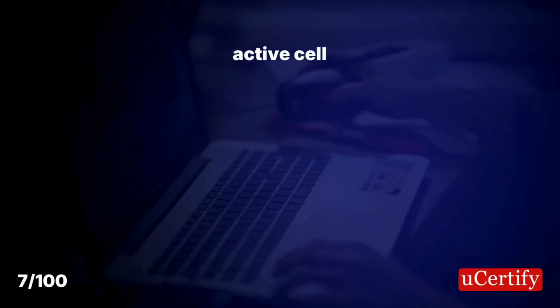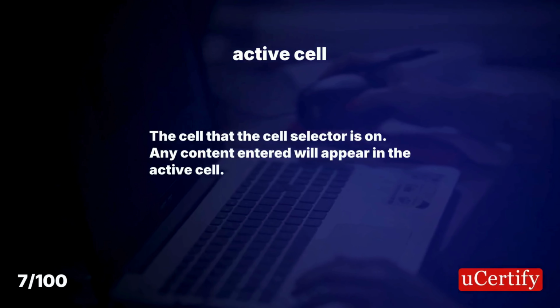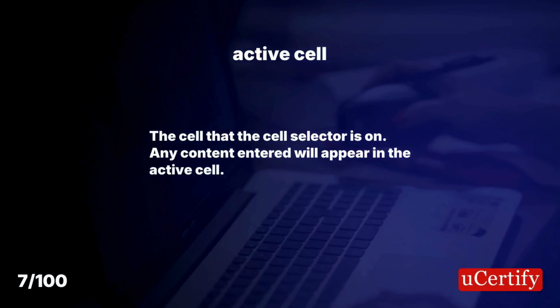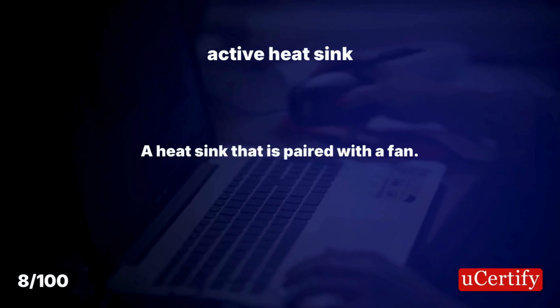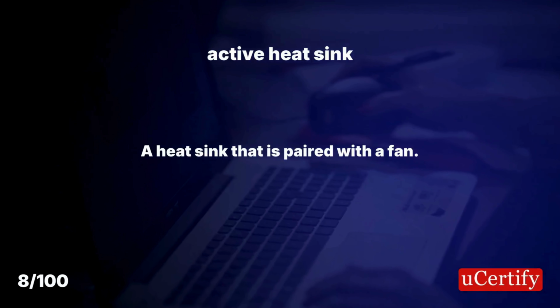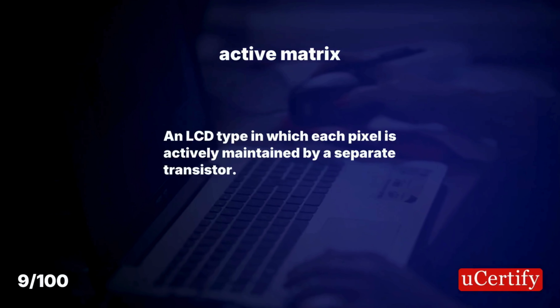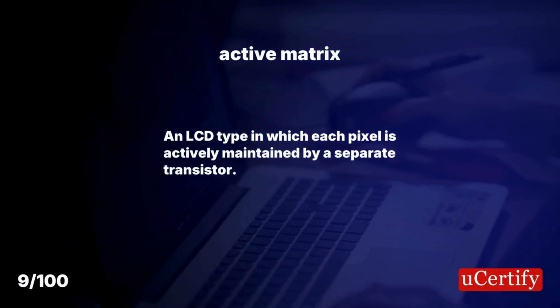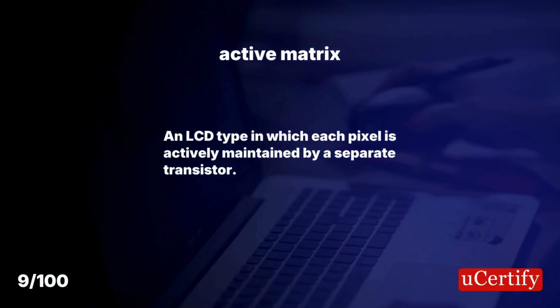Term: active cell. Definition: the cell that the cell selector is on. Any content entered will appear in the active cell. Term: active heat sink. Definition: a heat sink that is paired with a fan. Term: active matrix. Definition: an LCD type in which each pixel is actively maintained by a separate transistor.